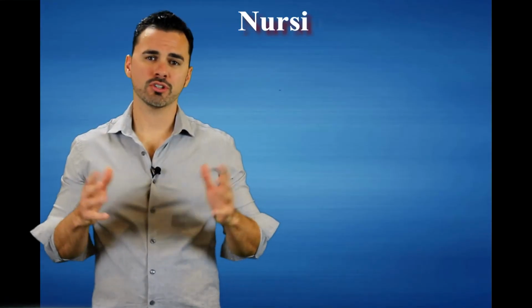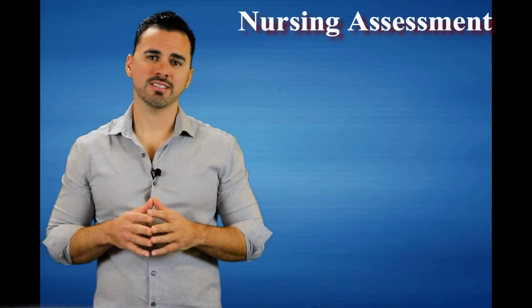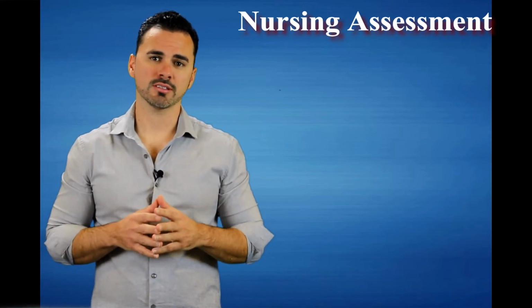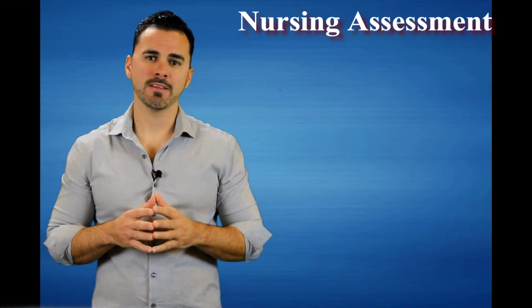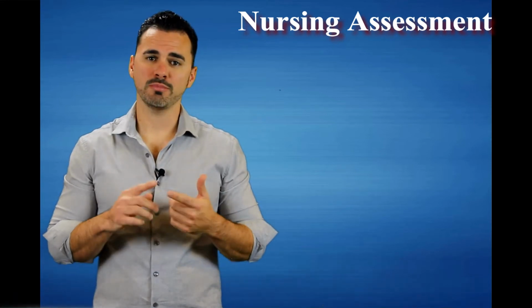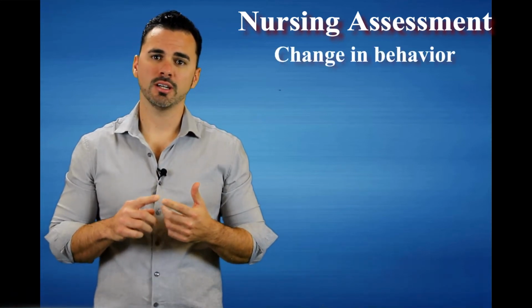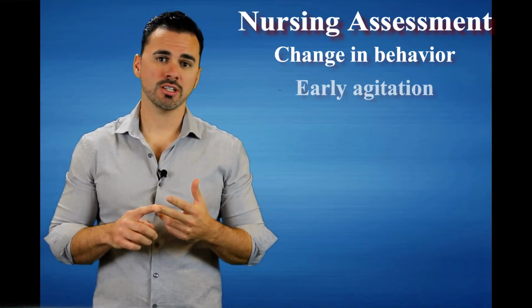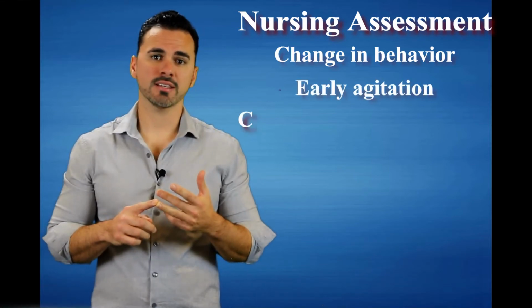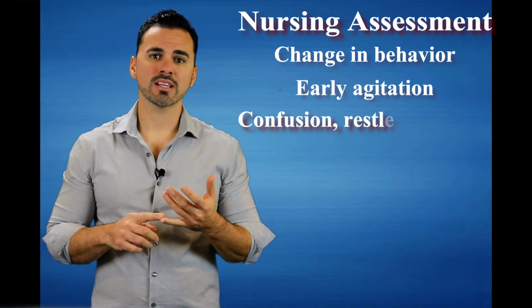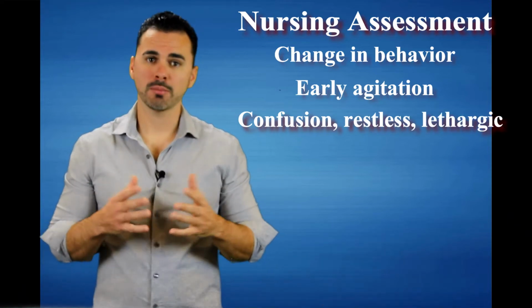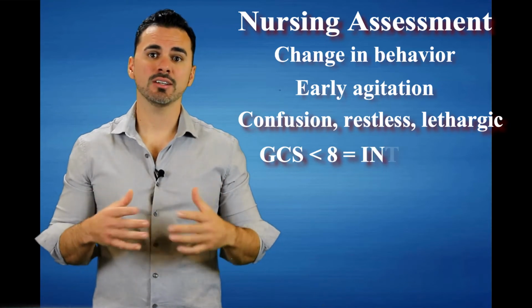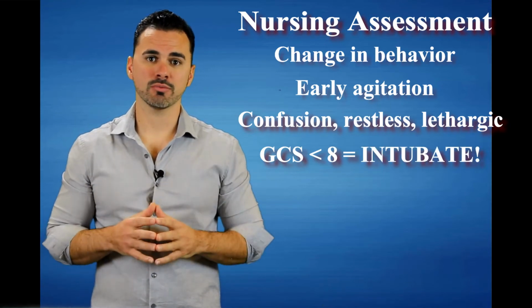Let's talk about the nursing assessment and the neurologic examination for these types of patients. The assessment is going to involve a more focused neurologic exam. You're going to be watching for any sort of behavioral changes in these patients. Watch for early agitation or any change in mental status such as confusion, restlessness, lethargy, or even a coma. And you remember the GCS less than 8, you want to intubate. It's always something to remember.